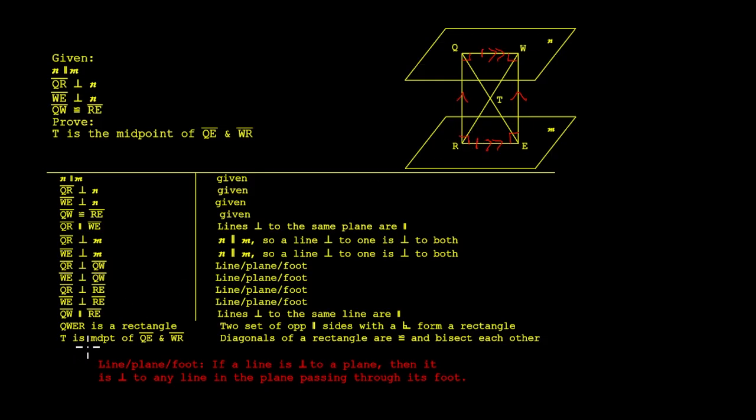Finally, T is the midpoint of QE and WR because diagonals of a rectangle are congruent and bisect one another. We'll show this in green just to set it off. The diagonals of a rectangle are congruent and they bisect each other. So then T must be the midpoint of QE and WR.